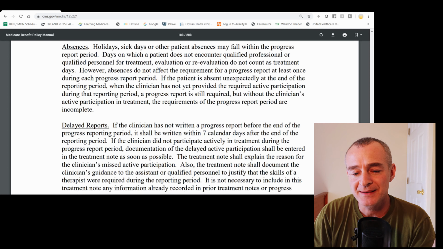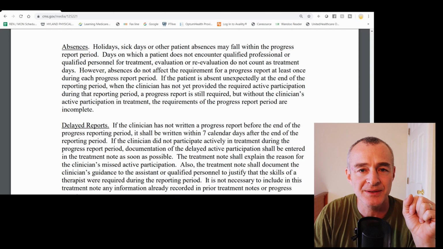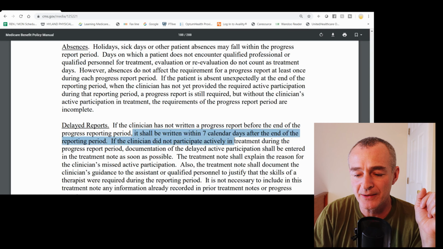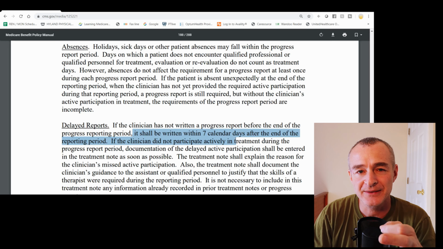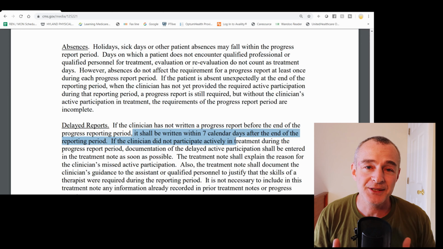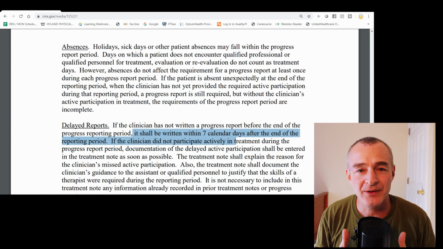In terms of absences, there's some great information here related to the patient's absence, delayed reports. You know, something that people always wonder about. You actually have 7 calendar days to get the report finished. I would tell you get it that day. Like that patient who's sitting in front of you on the day of the progress report, they are your lifeline. They are the only thing protecting those minutes for you on getting that report done.